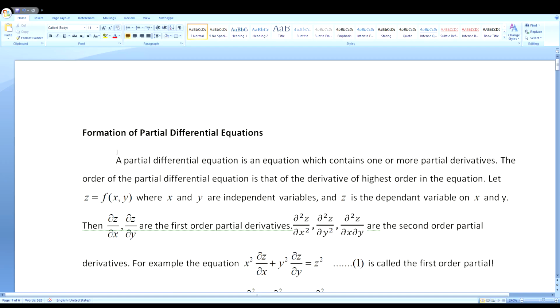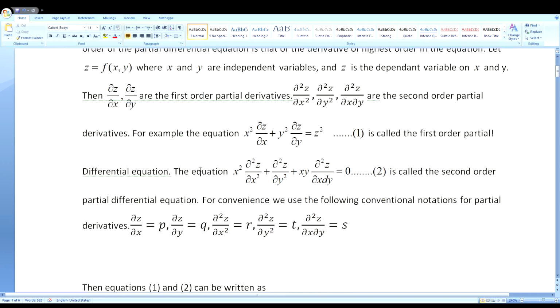Now for example, the equation x² ∂z/∂x plus y² ∂z/∂y equal to z² is called the first order partial differential equation. The equation x² ∂²z/∂x² plus ∂²z/∂y² plus xy ∂²z/∂x∂y equal to 0 is called the second order partial differential equation.